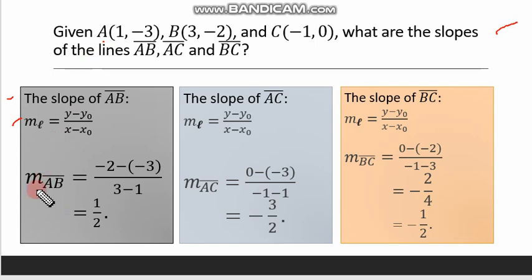For A, that's 1, the x sub 0, and the y sub 0, while B is the y and the x. So negative 2 minus negative 3 over 3 minus 1, that's 1/2. You can take the points interchangeably, and we would derive the same result.